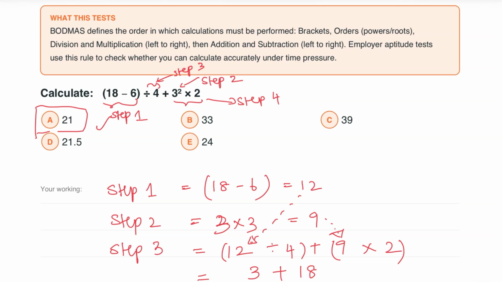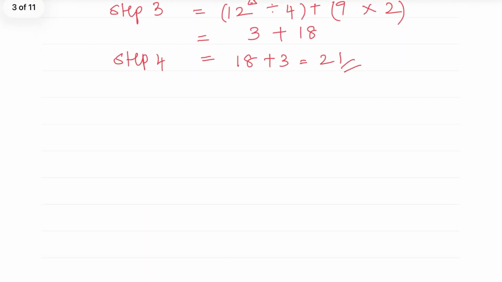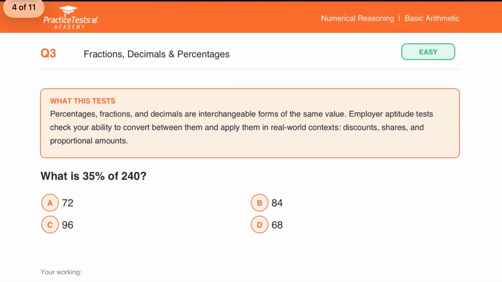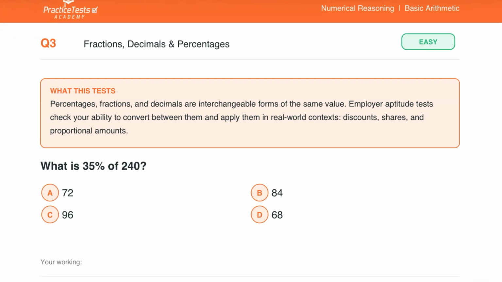Remember, you need to handle based on the order of operations. Resolve the brackets, then the power, then divide, then multiply before you can add. Now let's move on to question 3. Now this is relating to fractions, decimals and percentages. It's an easy question.